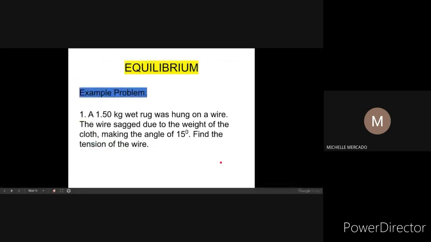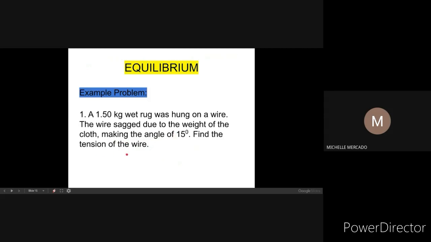Okay, number 2, the equilibrium. The example problem for the equilibrium is this one. A 1.50 kilogram wet rag was hung on a wire. The wire sagged due to the weight of the cloth, making an angle of 15 degrees. Find the tension of the wire.